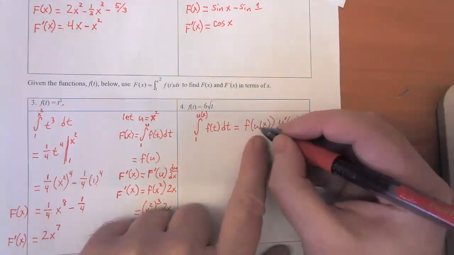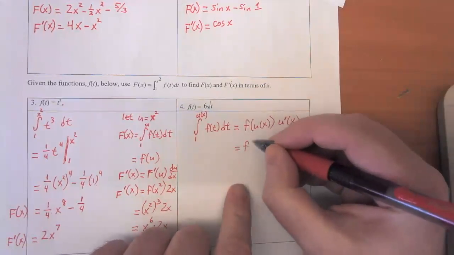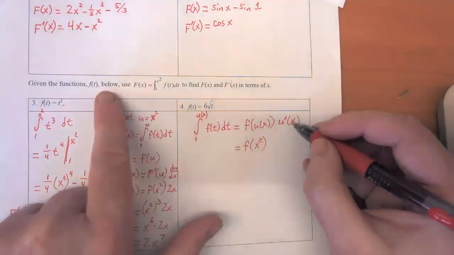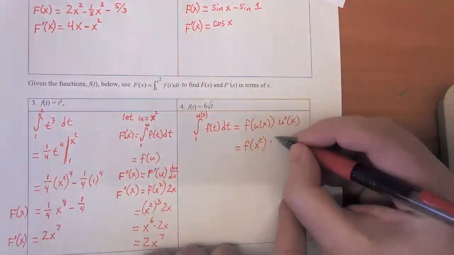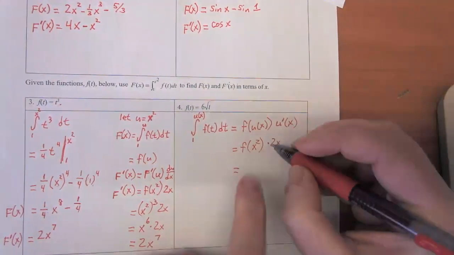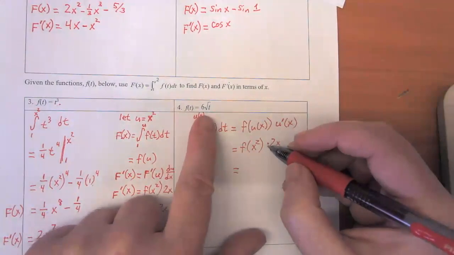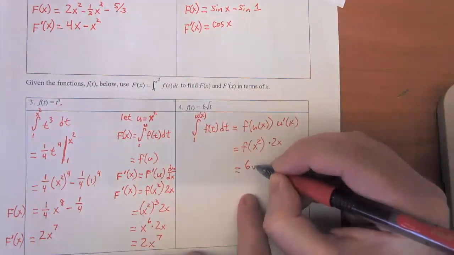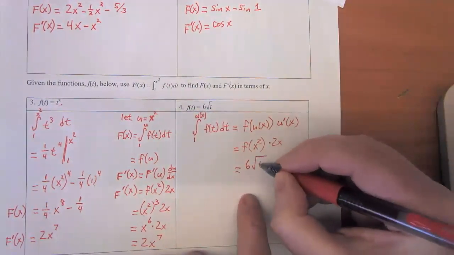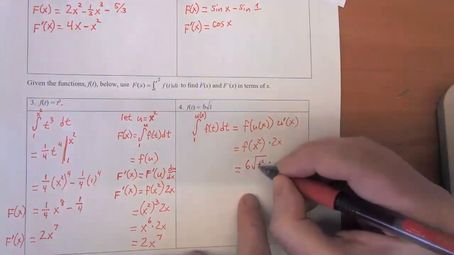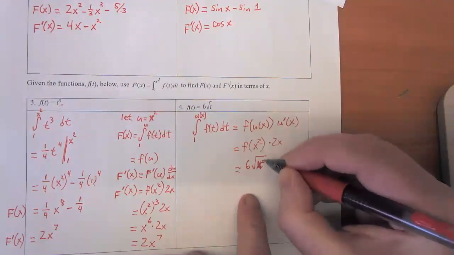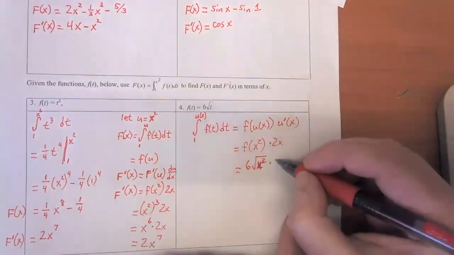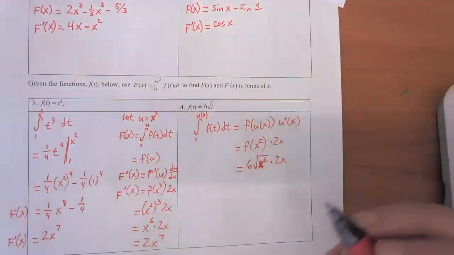So f of u of x, that's f of x squared, times the derivative of x squared with respect to x, which is 2x. And in this case, f of t is equal to 6 times the square root of t. So this is equal to 6 times the square root of, I'm sorry, not t, but x. So I'm replacing t with x squared in this problem and multiplying that times 2x.